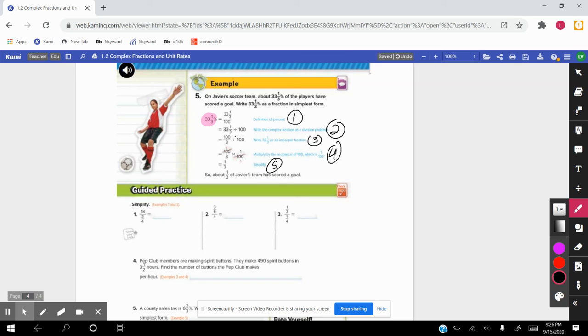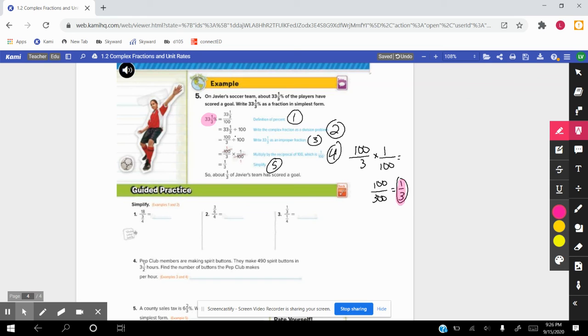If you would like, you can also solve it where you have 100 divided by 3 times 1 divided by 100. And you can multiply across. That's 100 divided by 300. That reduces down to 1/3. Again, same exact answers here as theirs, just a different way of approaching the problem. Neither of them are incorrect. It just is whatever you prefer. So about one third of Javier's team has scored a goal.